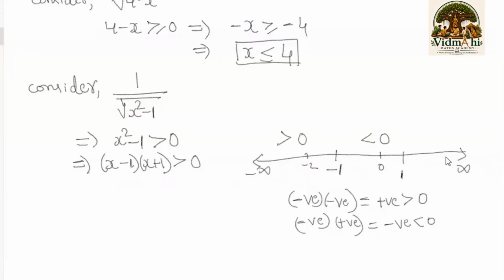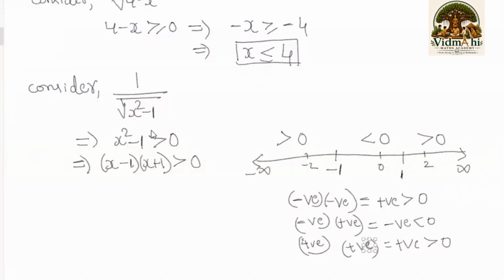Next, in between 1 to infinity, consider any one of the values. For example, 2. So substitute here. 2 minus 1 is positive. 2 plus 1 is positive. Positive into positive is positive, that is greater than 0. So in this interval the function value is greater than 0.